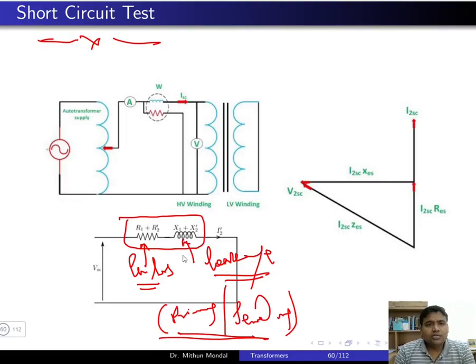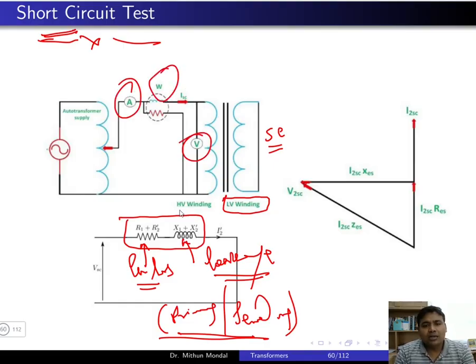Another point that needs to be considered: since heavy current will flow in the short circuit test, we will never short circuit the high voltage side. We will always short circuit the low voltage winding. Special care has to be taken that the high voltage winding should never be short circuited, because a heavy current will flow. Also, all the measuring instruments, that is the ammeter, wattmeter and voltmeters, are connected on the high voltage winding, keeping the low voltage side short circuited.